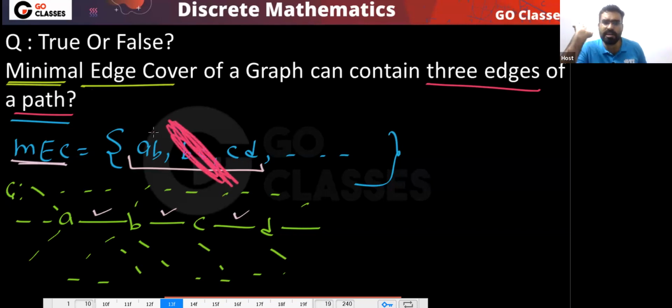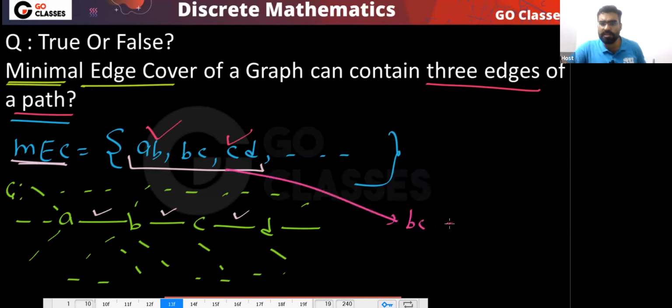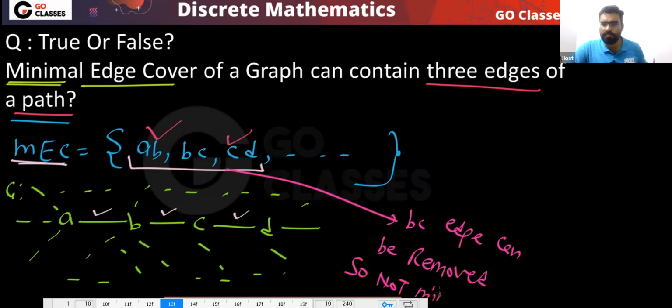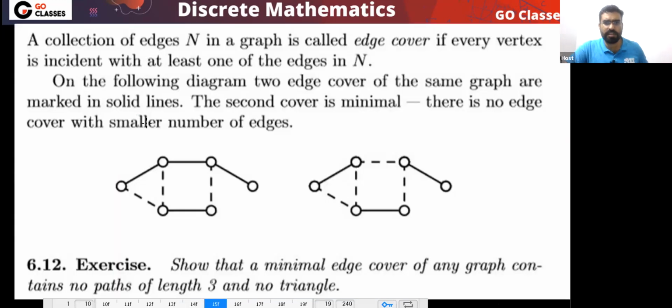All the vertices are still covered, because you can notice B is covered here, C is covered here. So that is the reason I can say that this BC edge can be removed. So not minimal edge cover. Okay. So this is the idea.